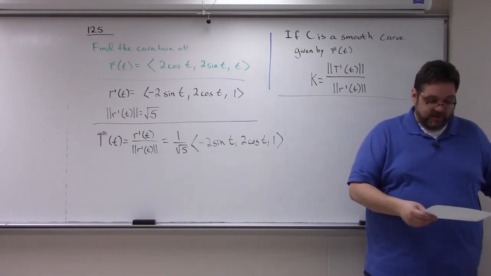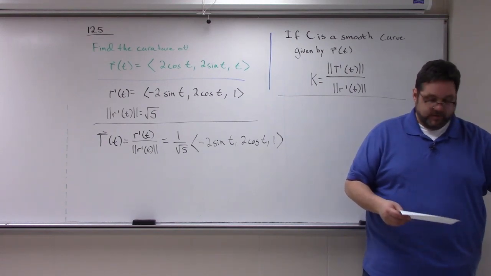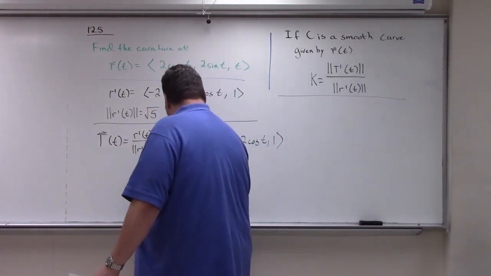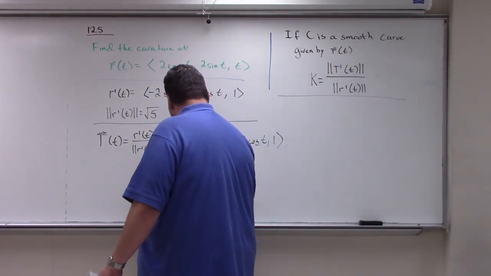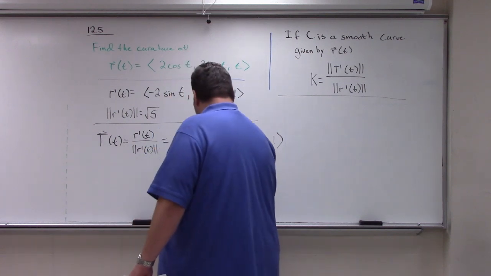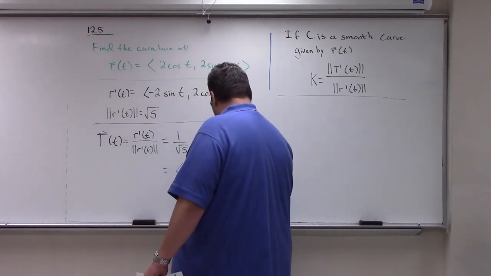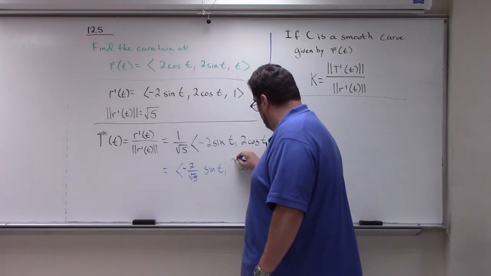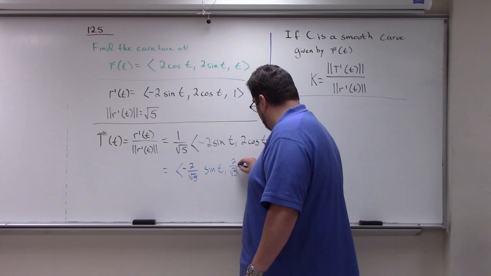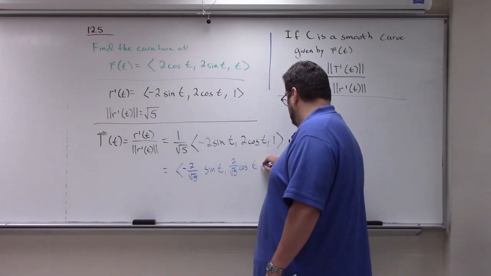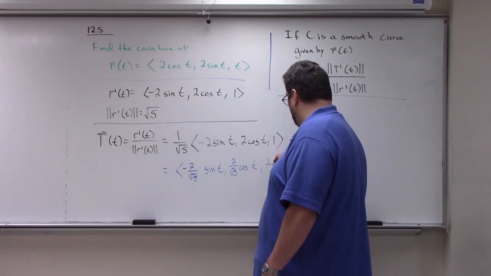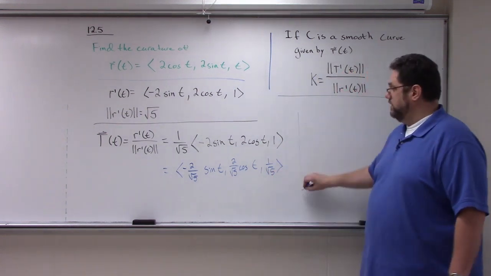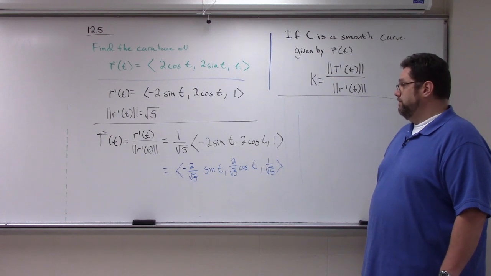Which is going to mean it's equal to negative 2 over the square root of 5 sine of t, 2 over the square root of 5 cosine of t, 1 over the square root of 5. All right, that's T of t.